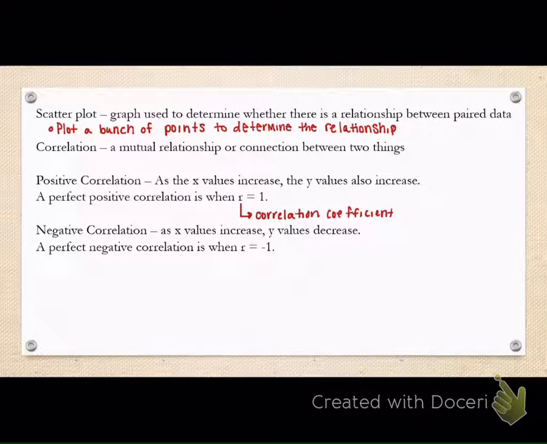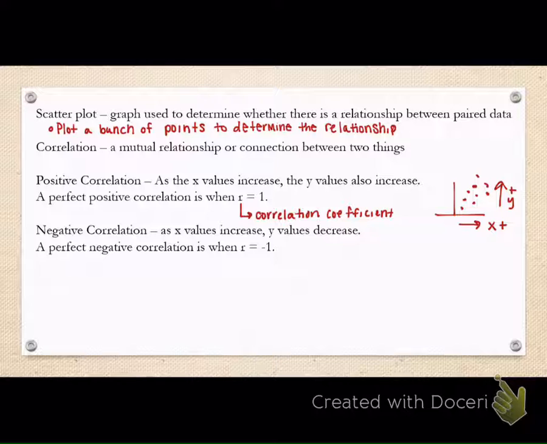So this would be like data like this. If you had a scatter plot that looked something like this, that has a positive correlation. Do you see x is increasing? And y is also increasing. See, they're both going up. So that would be a positive correlation there.